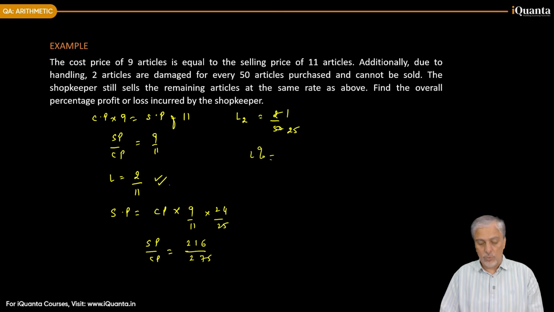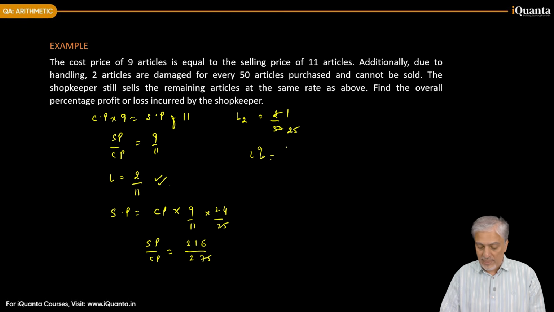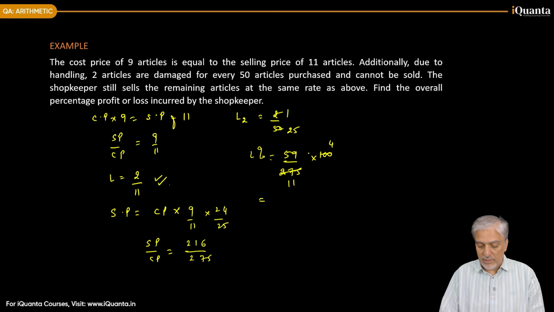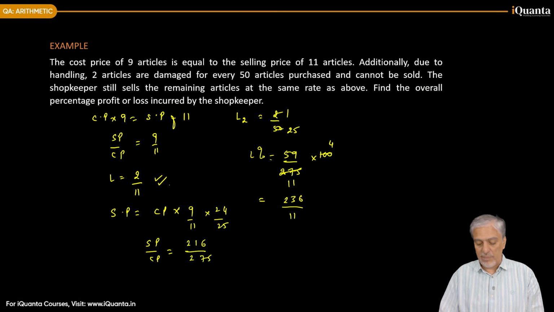Loss will be the difference of these two. How much will that be? That will be 59. Let's just take 275 minus 216, which is 59. So loss percentage will be 59 upon 275 into 100. That will be 25 4s are, 25 1s are 25. Let's do 59 4s are 236. 236 upon 11 should come out to be the same answer, 21.45%.